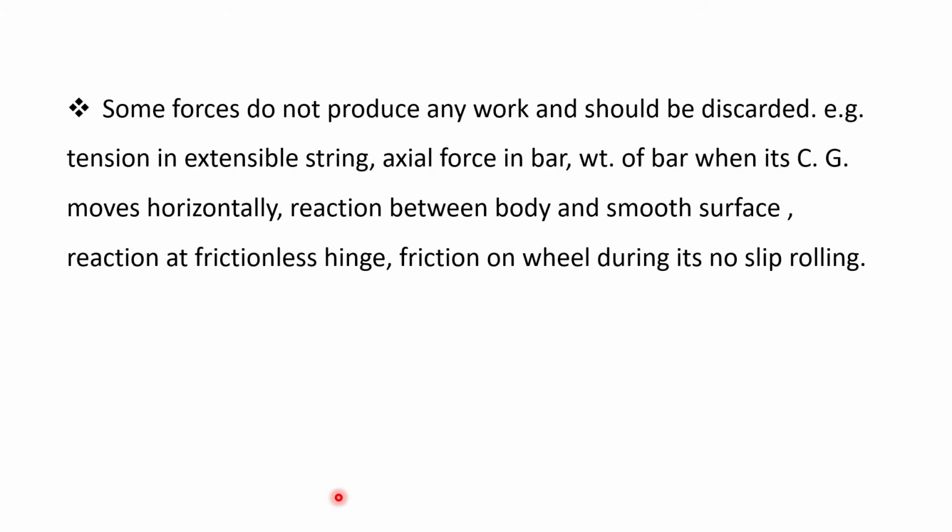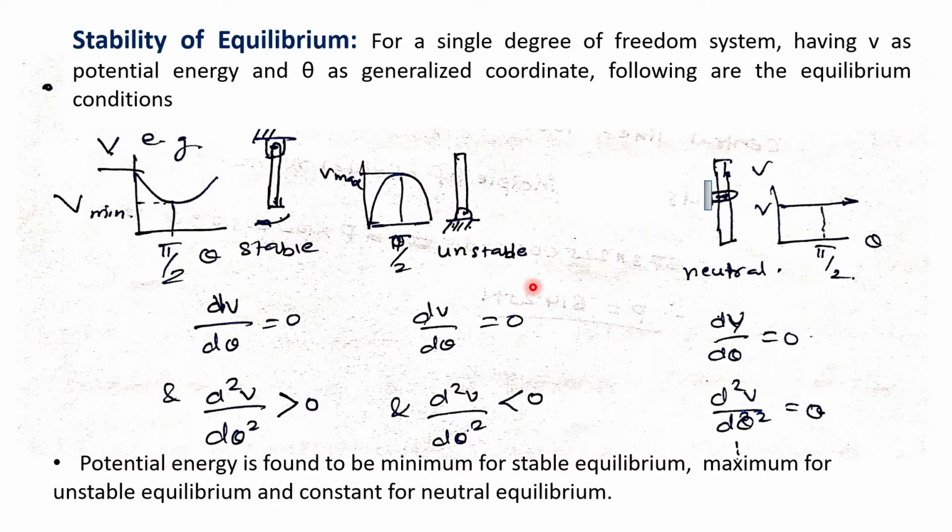So this is the generalized procedure, and these are the examples where some forces do not produce any work and should be discarded. These are forces like tension in an inextensible string, axial force in a bar, weight of a bar when its CG moves horizontally, reaction between the body and smooth surfaces, reaction at a frictionless hinge, and friction on a wheel during its no-slip rolling. Now let us try to apply this procedure while solving the problem.